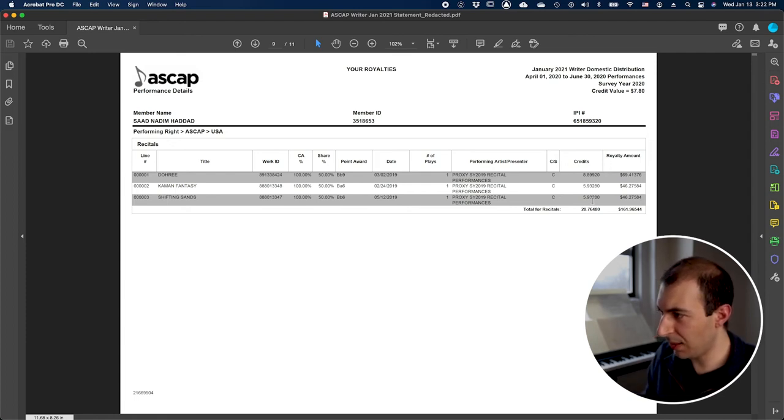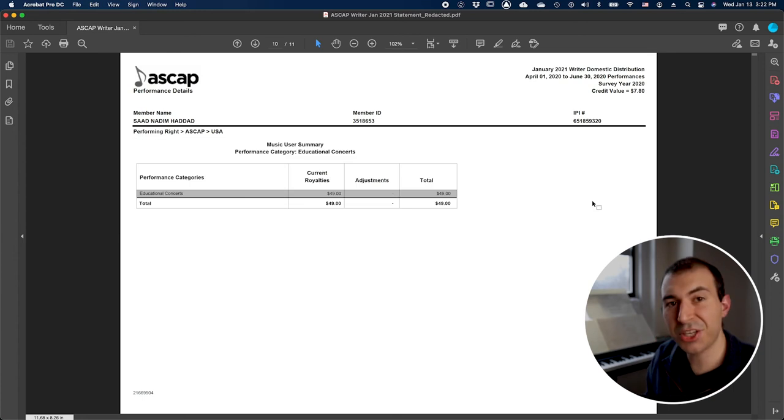You see that the credits are 8.89, 5.93, 5.93. So these are gonna be fewer credits than an orchestral work. And then you see the royalty amount, $69, $46, $46. Again, much smaller than the symphonic concerts. And then if you look lastly at the point award, we have BB9, B86, BB6. Again, these are different point awards because they're smaller pieces.